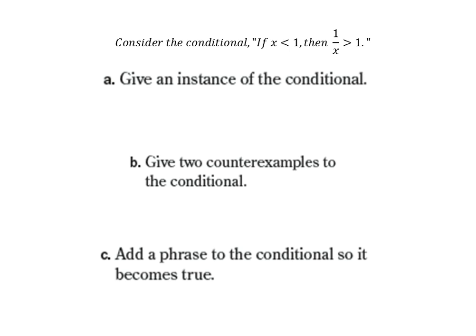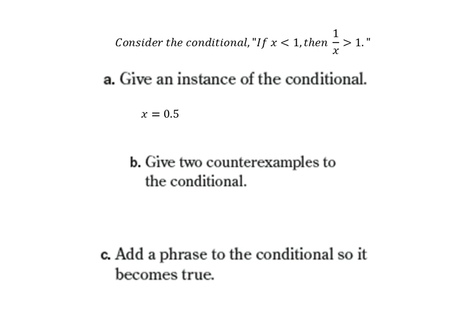We have three things we need to do with this statement. We have to give an instance of the conditional. So let's give an instance in which this conditional is true. What's a number that this statement actually works for? We need to make sure that the number x we pick is less than 1, because that's the antecedent, the condition we are working under. As long as the number is less than 1, then 1 over x will be bigger than 1. So I'm going to pick a number that's less than 1.